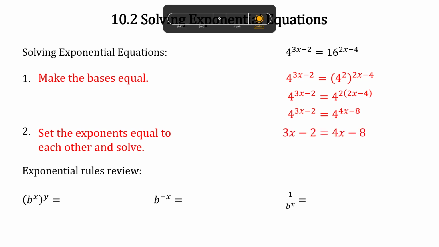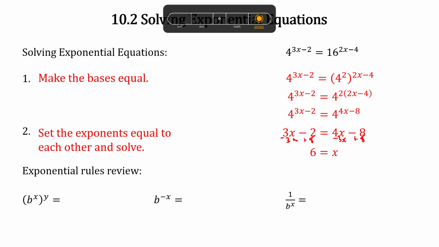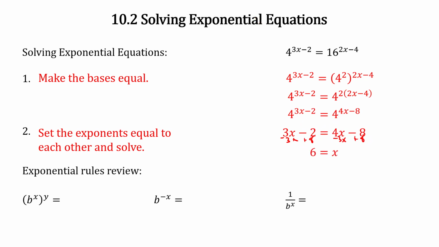So 3x minus 2 equals 4x minus 8. A lot of people subtract 4x. I subtract the 3x and add the 8. So I'm going to get x equals 6. It doesn't matter which way you do it. You'd end up with negative x equals negative 6 if you subtracted the 4x and added the 2. Then you have to multiply both sides by negative 1.